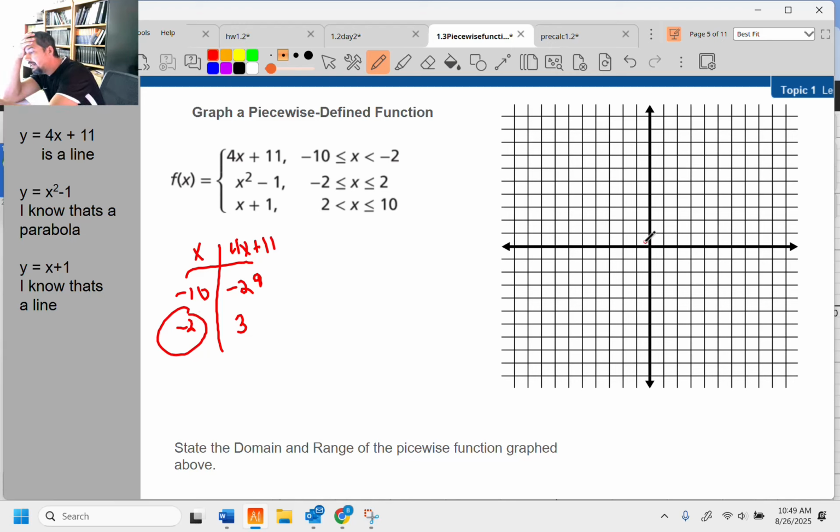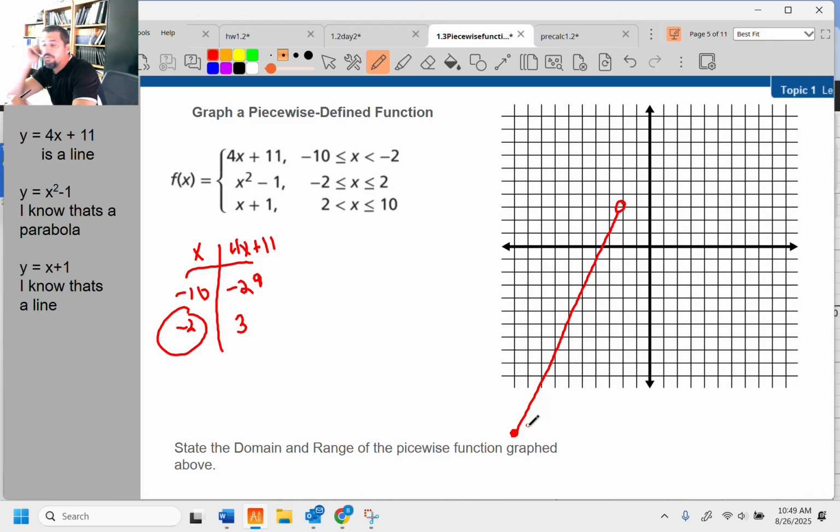So back 10 and then down 29 would literally be off this grid somewhere way down here. Okay? Back 2, rise 3, open hole. That's how you solve the issue of equality. You say there is nothing there. You have to have the open dot there so that people can look at it and go, oh, there's no value there. There's nothing there.